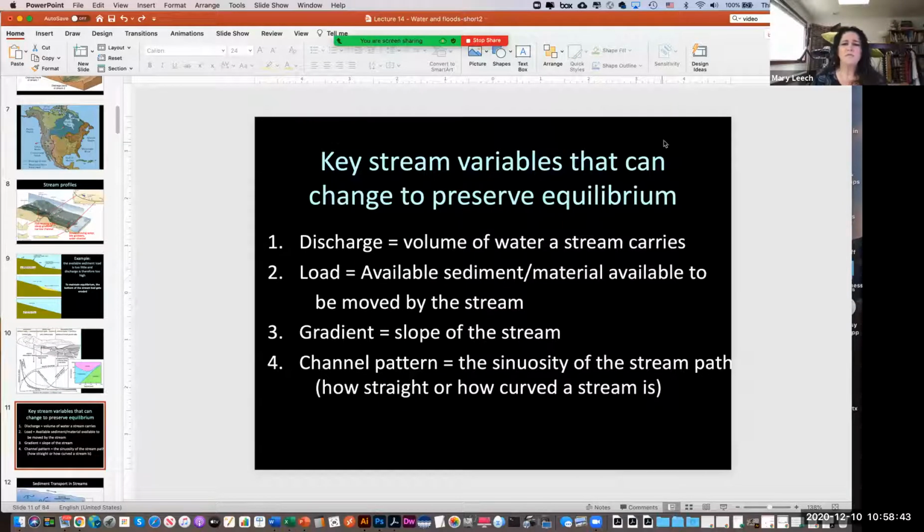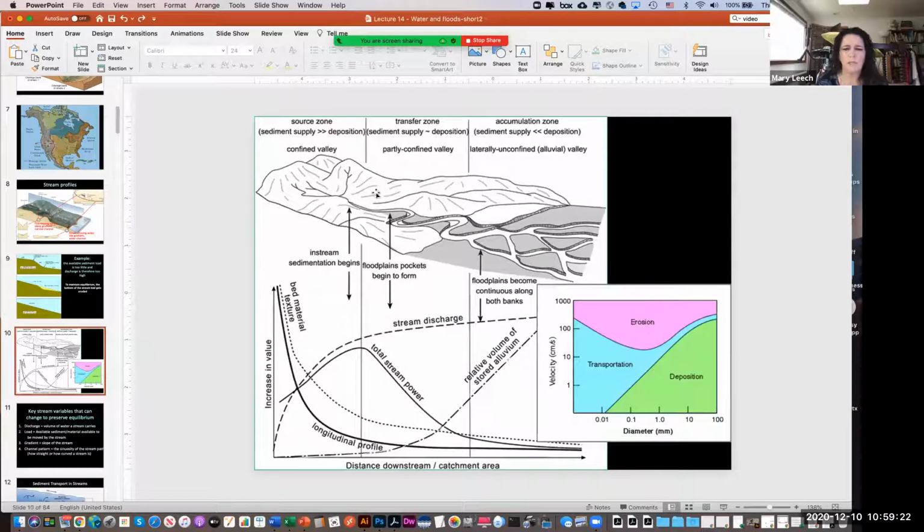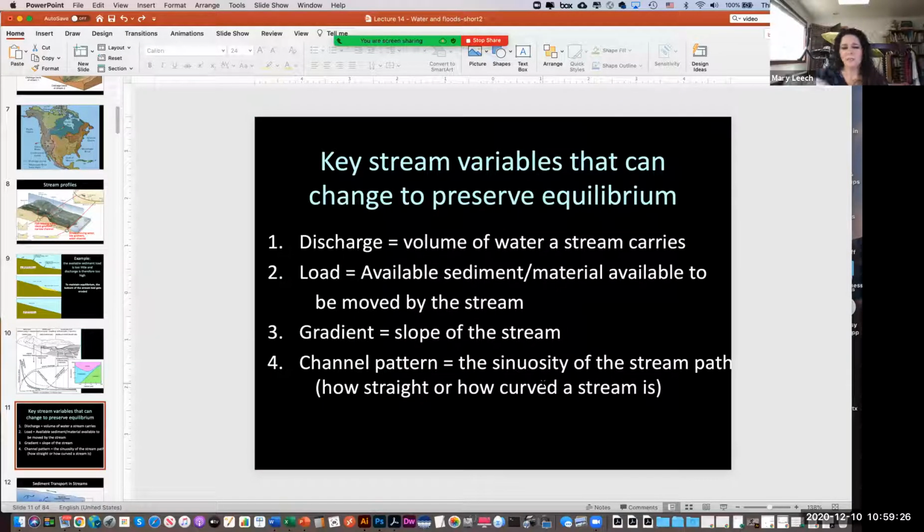Okay. So the variables that are changing to maintain this equilibrium once it's reached, so to get this smooth profile, are the discharge, that's the volume of water the stream carries; its load, which is the available sediment, the material that's available to be moved by the stream; the gradient, or the slope of the stream; and the channel pattern. I should have said that in the last diagram too. The channel pattern changes as well, but you can't represent that on the plot, right? You represent that on this diagram. So the channel pattern, the sinuosity, how curvy the stream is, increases as you move toward the mouth of the river. So it starts off straight and it becomes curvier the closer you get to the mouth. So all of these things can be changing at any given moment to maintain this equilibrium.